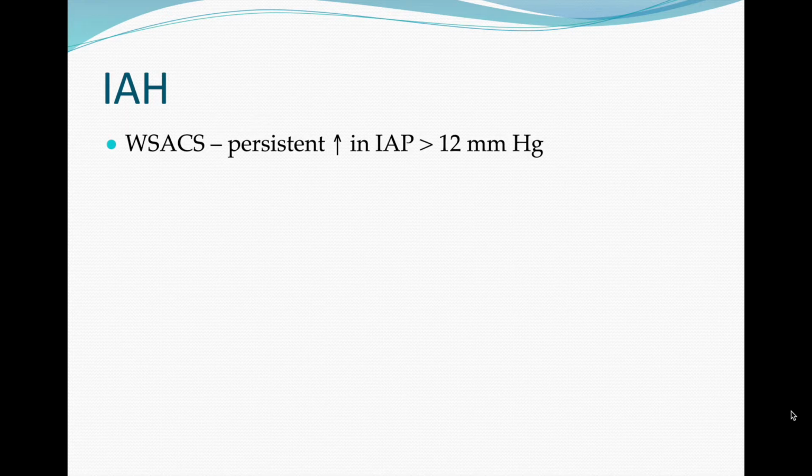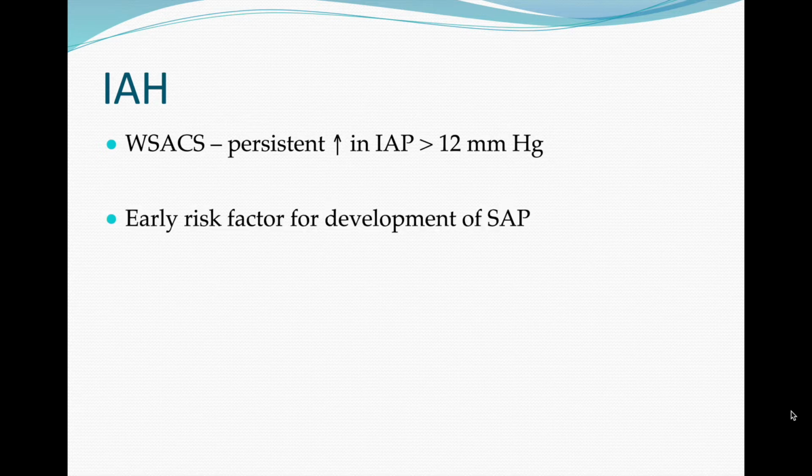So coming to IAH, or intra-abdominal hypertension, according to the World Society for Abdominal Compartment Syndrome, a persistent rise in intra-abdominal pressure of more than 12 millimeters of mercury is defined as intra-abdominal hypertension. Now, intra-abdominal hypertension, that is a rise in IAP of more than 12 millimeters of mercury, is an early risk factor for development of severe acute pancreatitis.